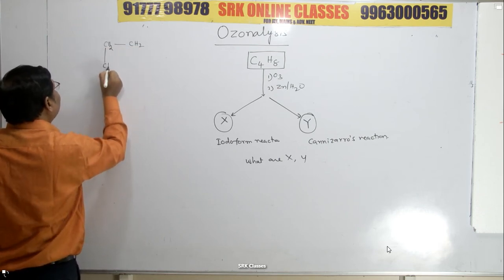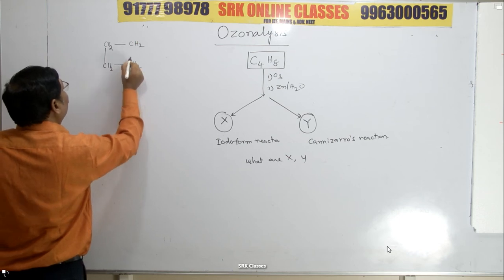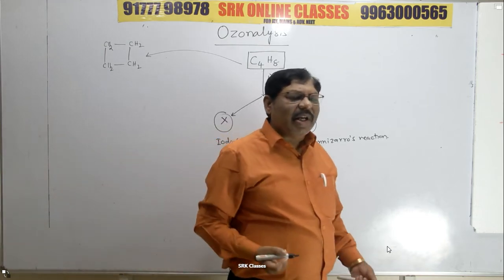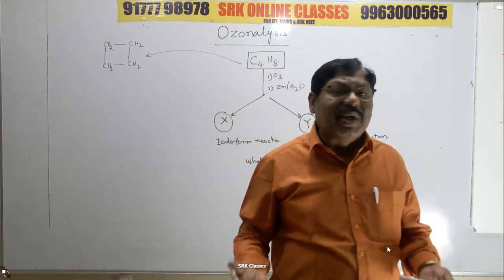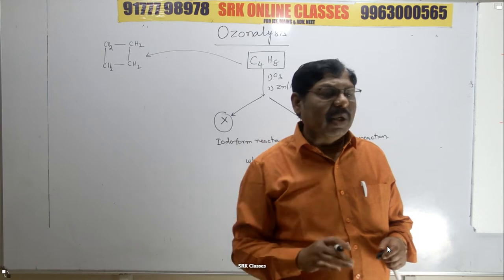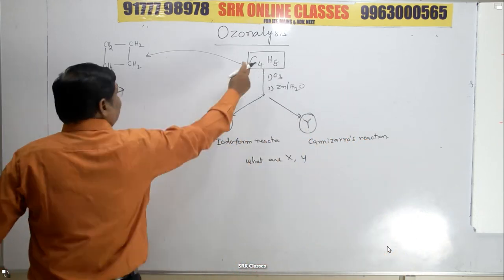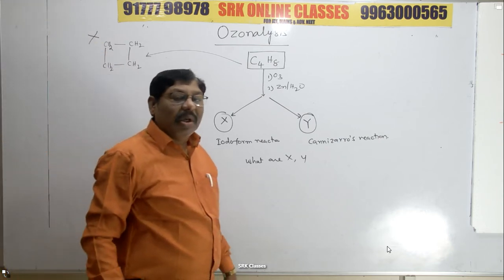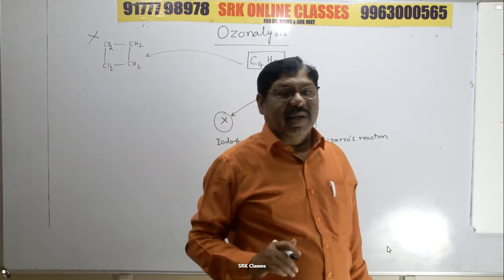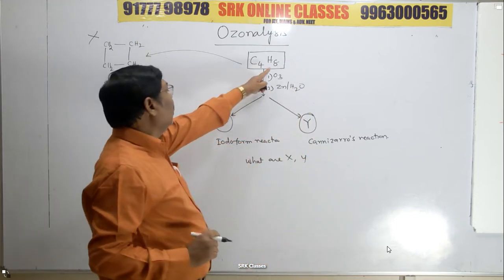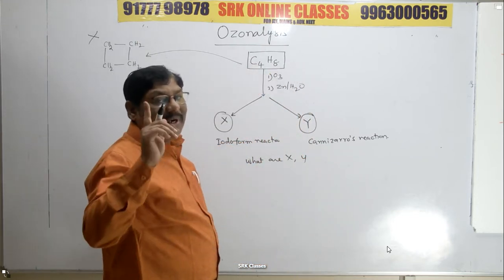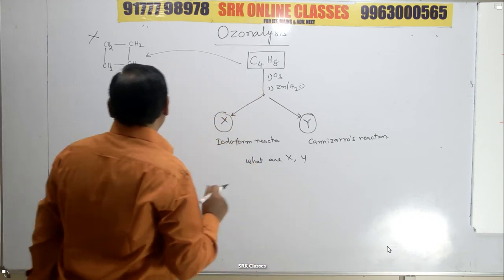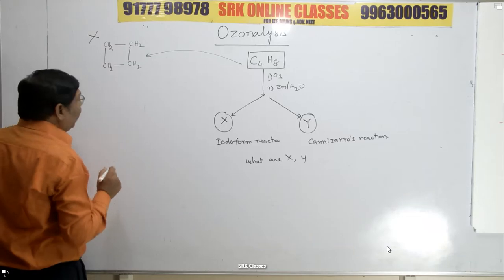Molecular formula C4H2, this is identical. But this does not undergo ozonolysis because there is no double bond or triple bond. Therefore, the structure of C4H8 as a cyclic compound is not correct. It should be an open chain compound with unsaturation. How many hydrogens are there here? 2 hydrogens are less, meaning 1 double bond. So the number of equivalent double bonds is 1. With 1 double bond, how many possibilities are there?